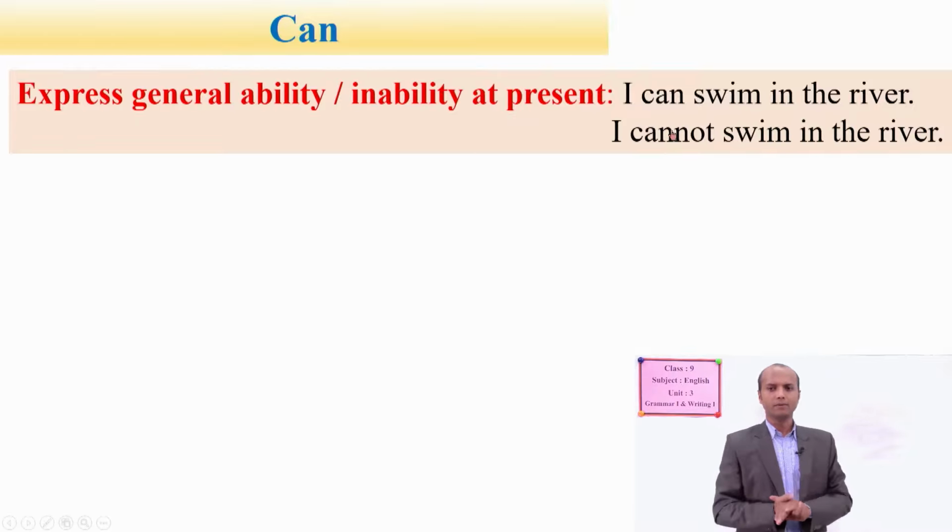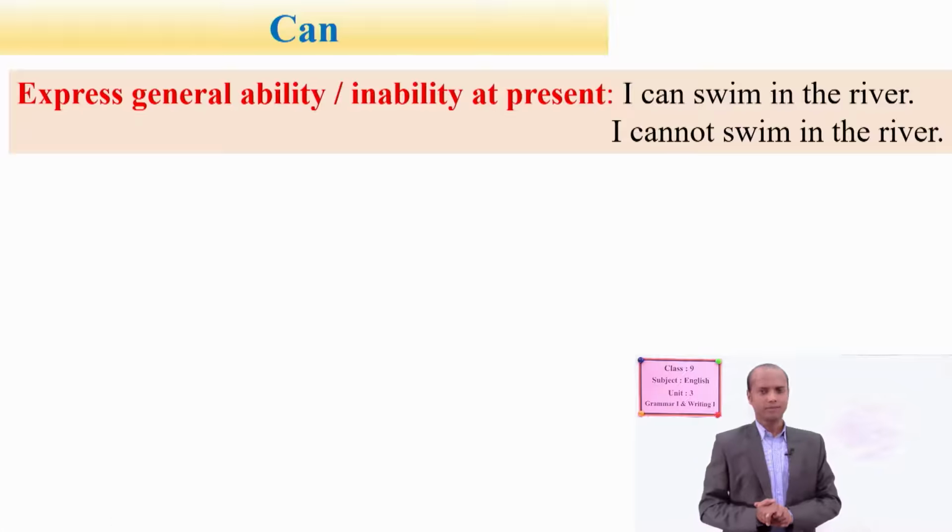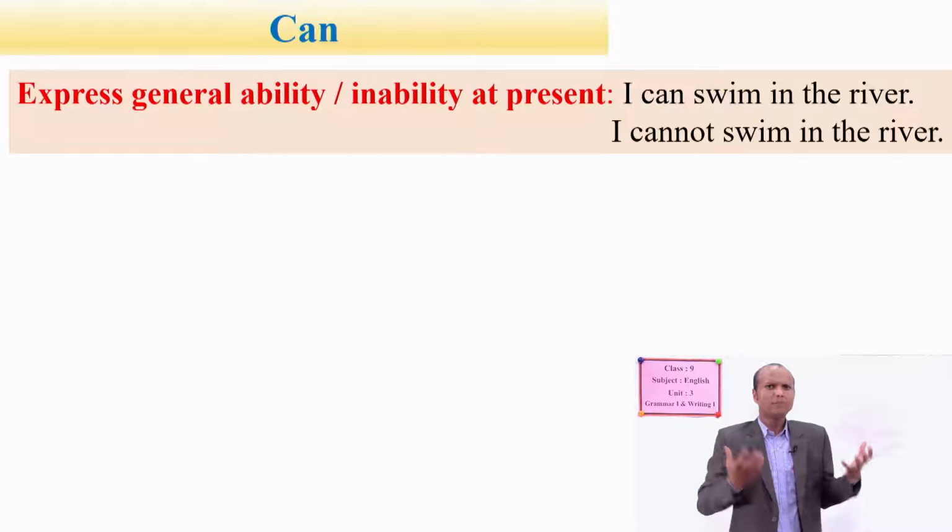Okay. For example, I can swim in the river. This is my ability. Can you swim in the river? You can ask in that way. Or you can also express your inability. For example, I cannot climb a tree. I cannot go skiing or something like that.